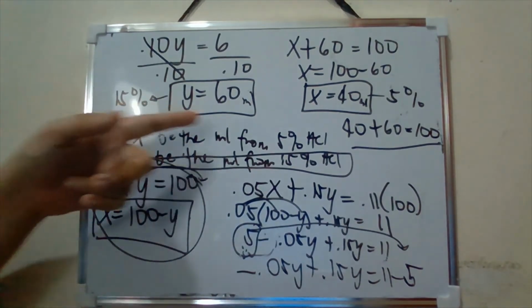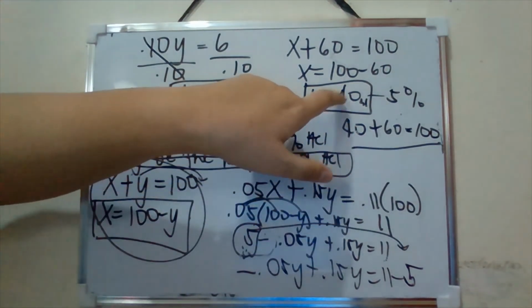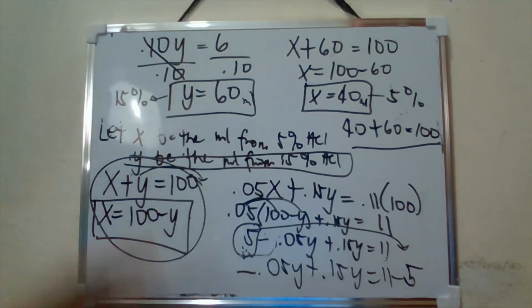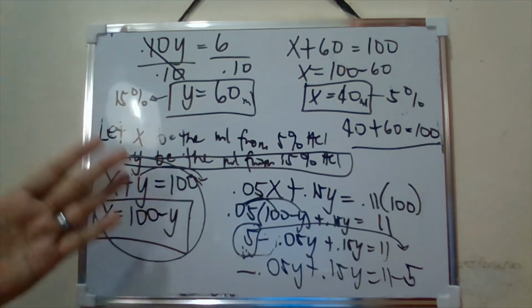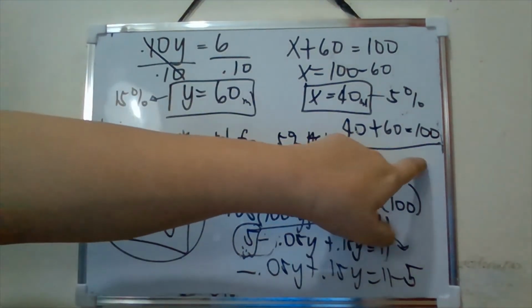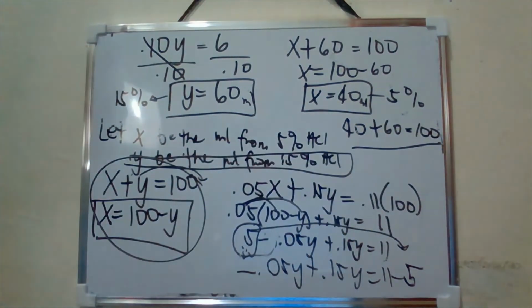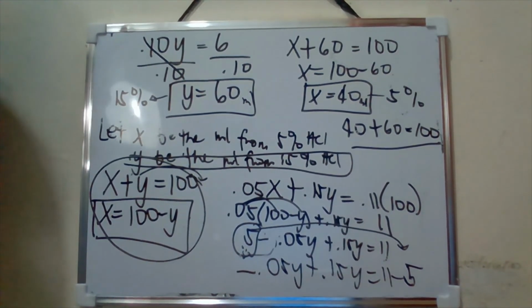So again, we get 40 ml from the 5% hydrochloric solution, and we get 60 ml from the 15%. And when we mix them, it is 100 milliliters of that 11% hydrochloric solution. Alright, that's how you get the solution for that problem. Let's have another exercise.